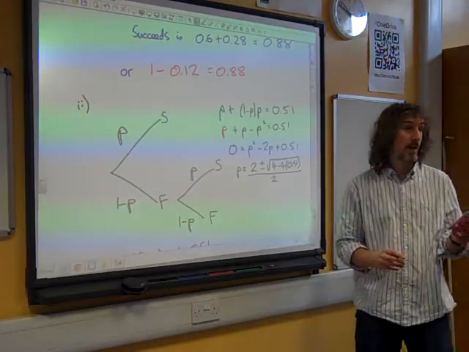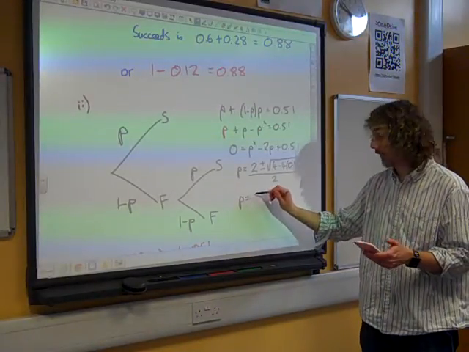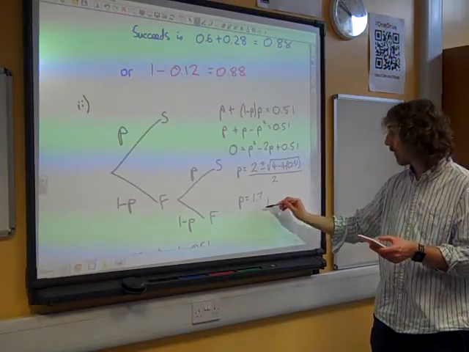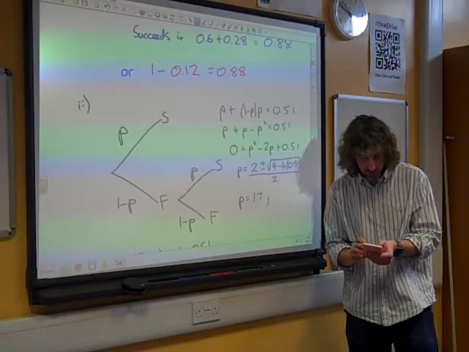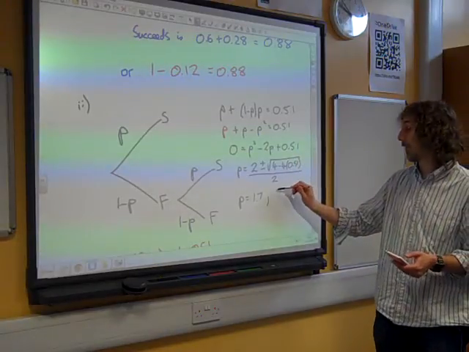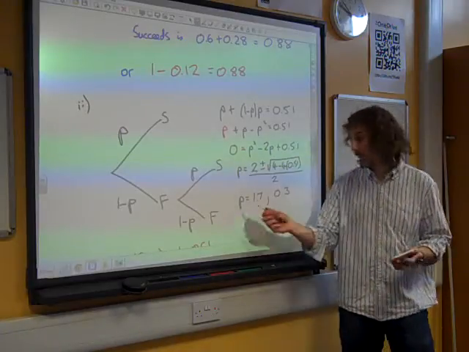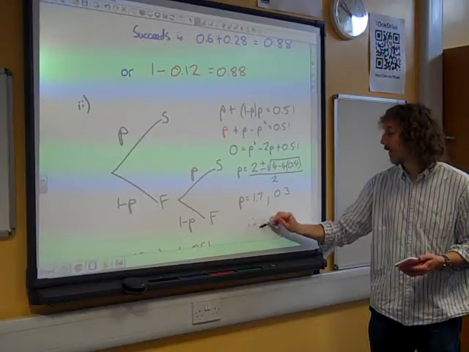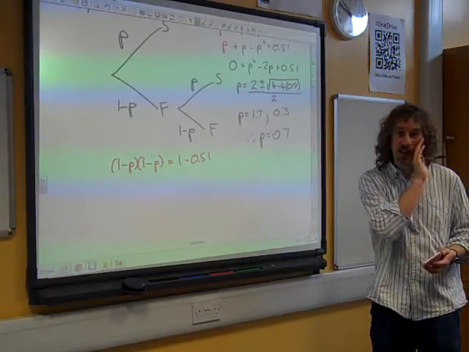It gives us 17 over 10 if we do the plus root. That's an interesting answer, isn't it? That's 1.7. Or, if we do the negative bit, then that gives us 3/10. This is a probability. So 1.7 is of course nonsense. It can't be 1.7. P is 0.3 is a much nicer answer.